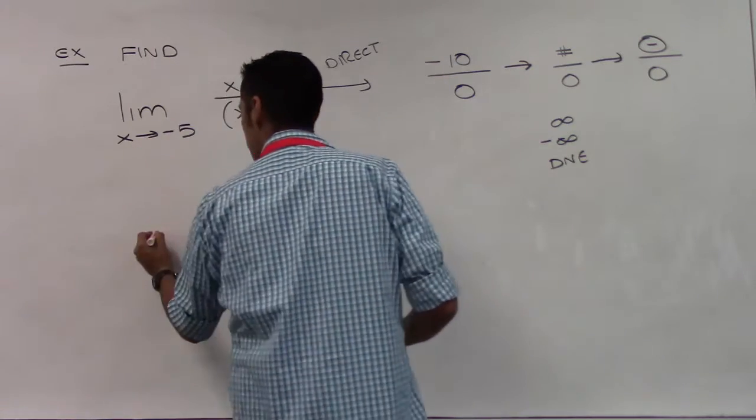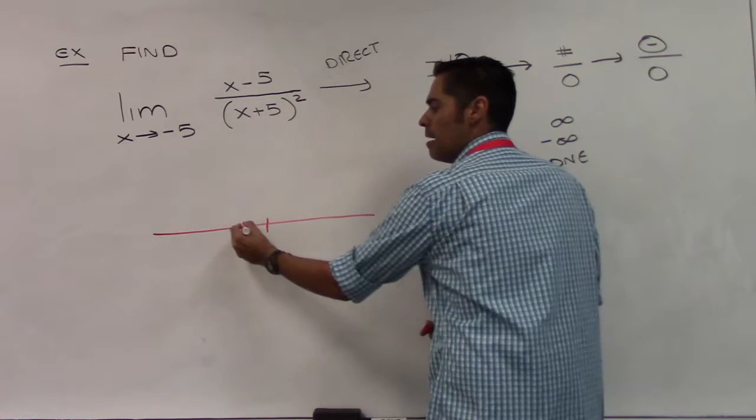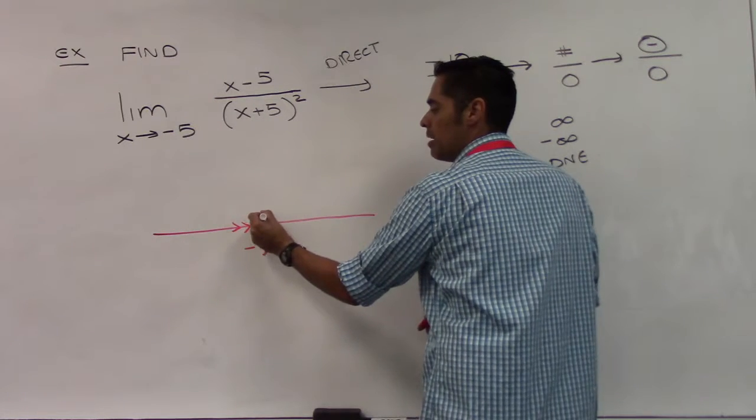Look, because of the way this problem is written, I do agree that here's negative 5. What if I come in from the left? First of all, someone give me a number that's over here.